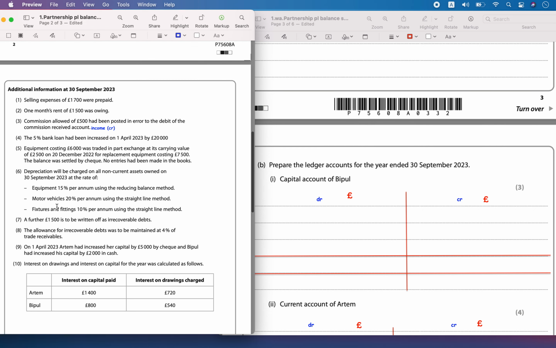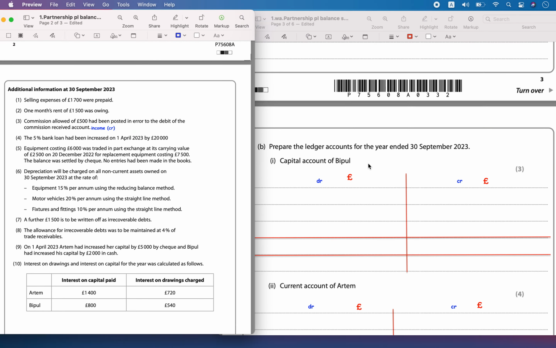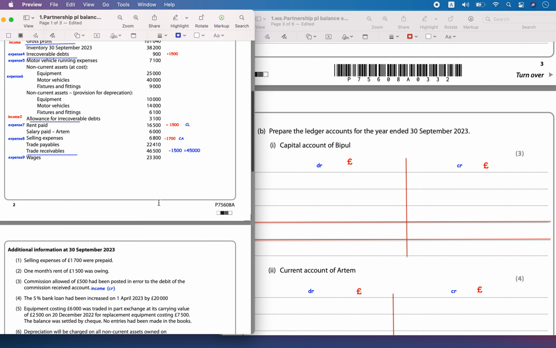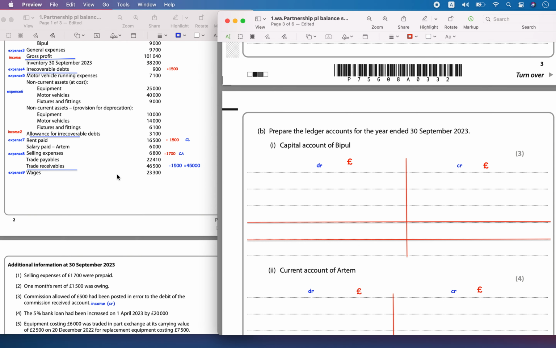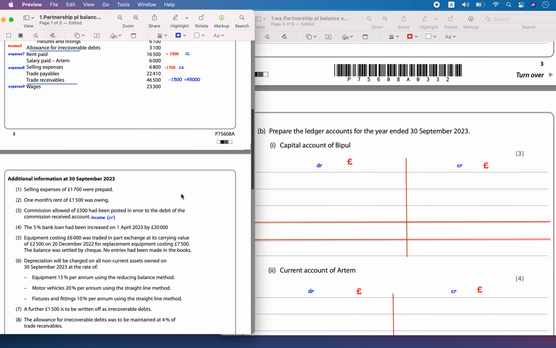So let's see, we had already done some adjustments in part 1, where we prepared the profit and loss and other comprehensive income. So now we can prepare the capital account. We don't know the balances at the beginning of the year, we have to calculate them because only the ending balances are given. The capital account is going to appear on the credit side, so start the balance on the credit side.